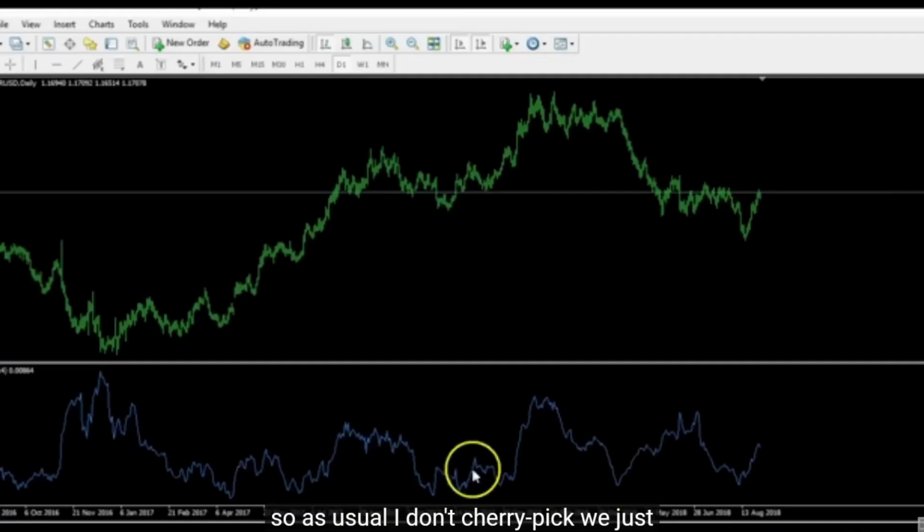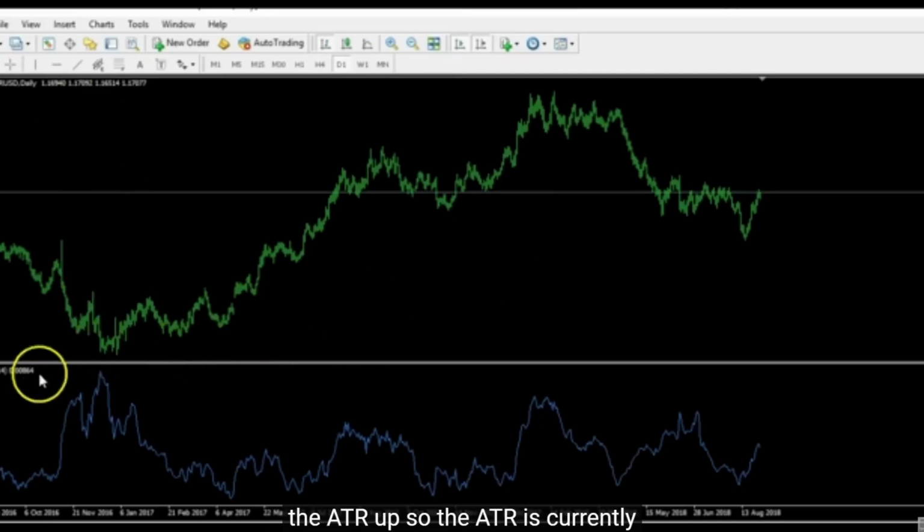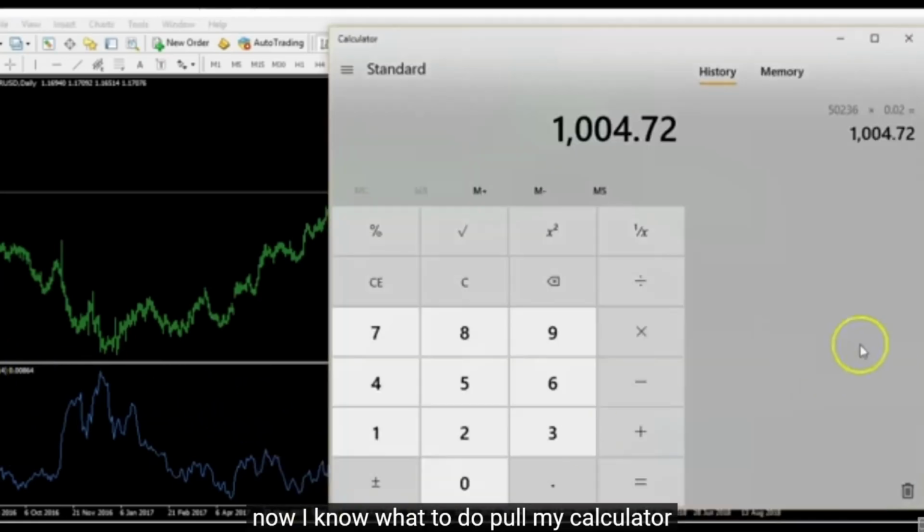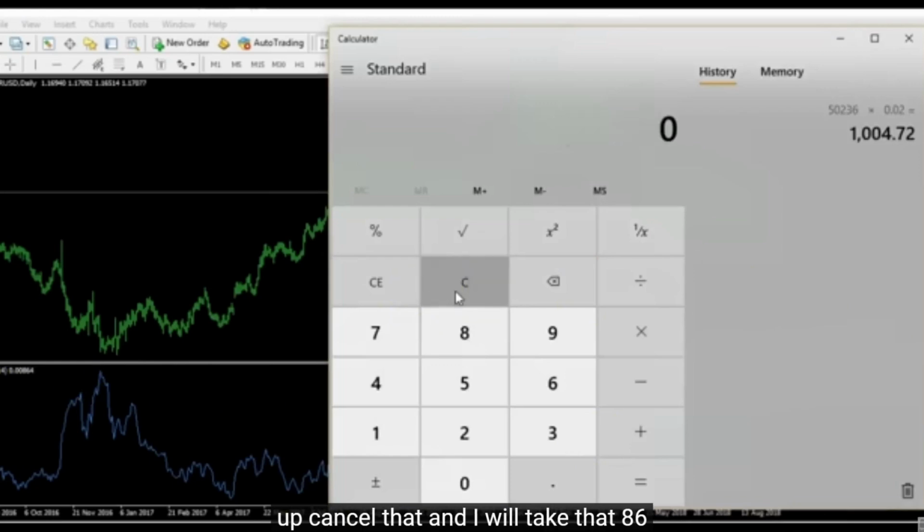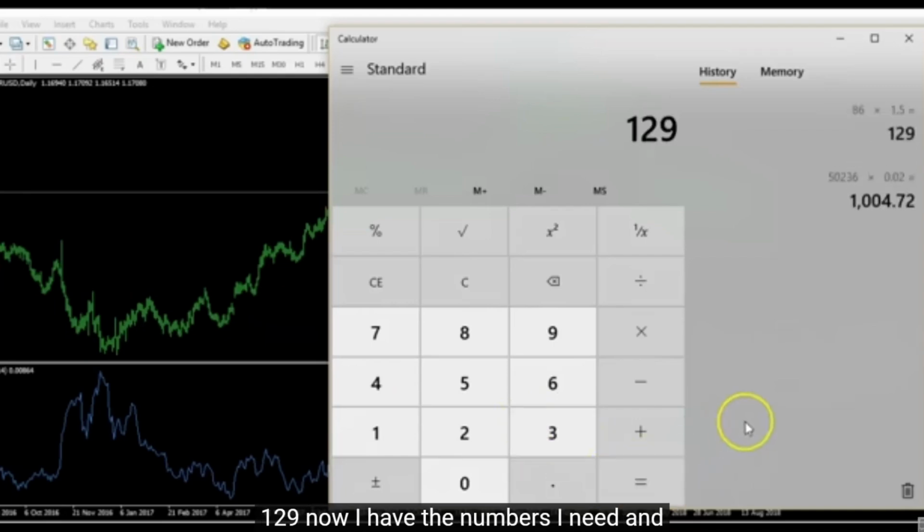So as usual, I don't cherry pick. We just go straight to the euro dollar, the most commonly traded currency pair in the world. Go to the daily chart because that's what I use. And I already pulled the ATR up. So the ATR is currently sitting at, let's just say 86. So that's good. Now I know what to do. Pull my calculator up, cancel that, and I will take that 86, multiply it by 1.5, and there you have it, 129.